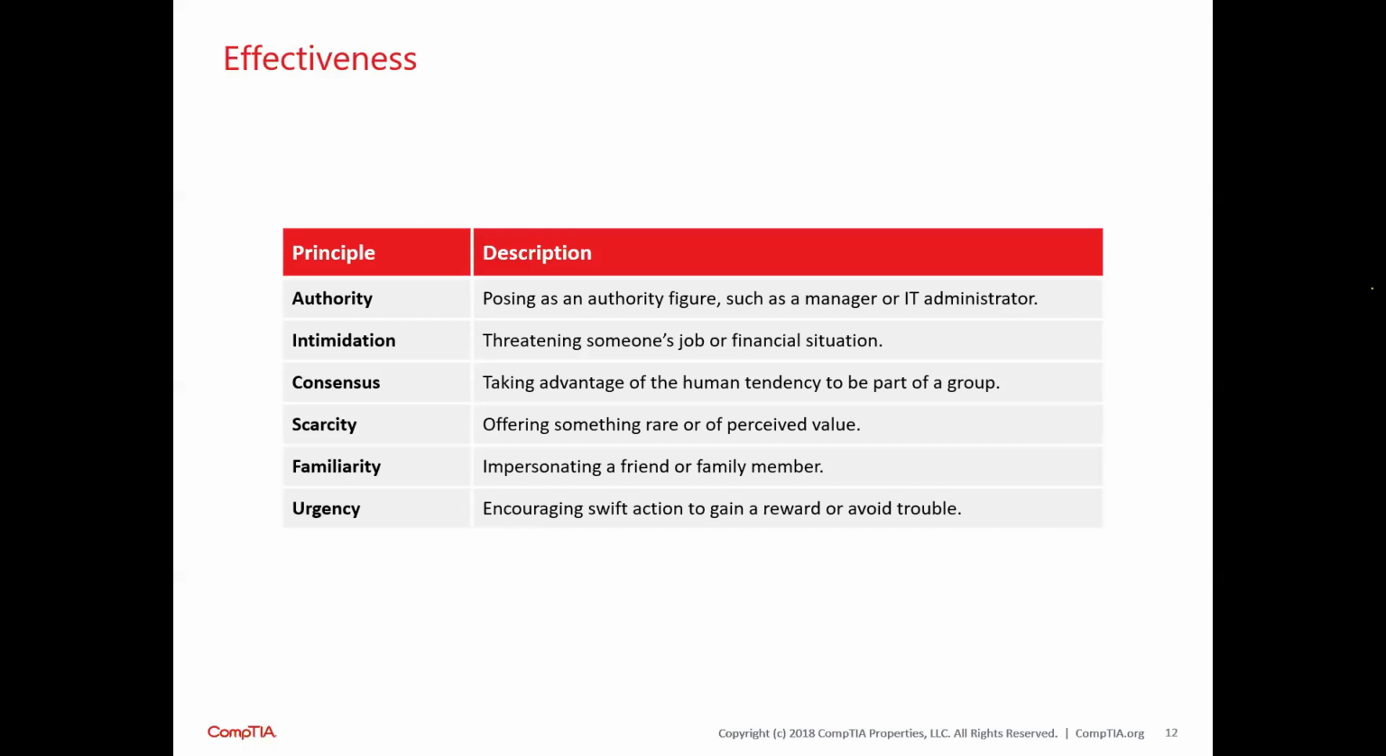Then another principle is called familiarity, impersonating a friend or family member. And another one is called urgency, encouraging swift action to gain a reward or avoid trouble. So urgency could be something like an attacker trying to send an SMS or short message, using, let's say, WhatsApp or even normal SMS, telling you that your family is having an incident or something like that, and you need to transfer some amount of money.